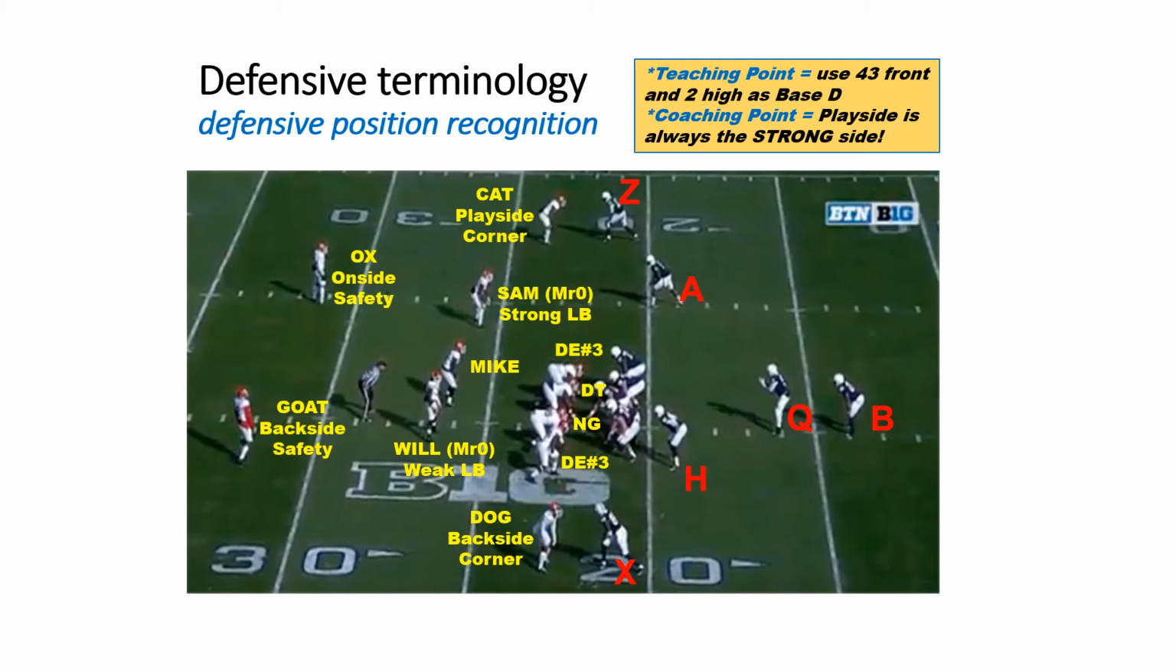With the front 4, we designate nose guard and defensive tackle there. There's your 3 technique as the DT. And then we call our defensive ends number 3s, and that gets into our blocking rules as we get going. Simple and sound, but consistent for effective communication.